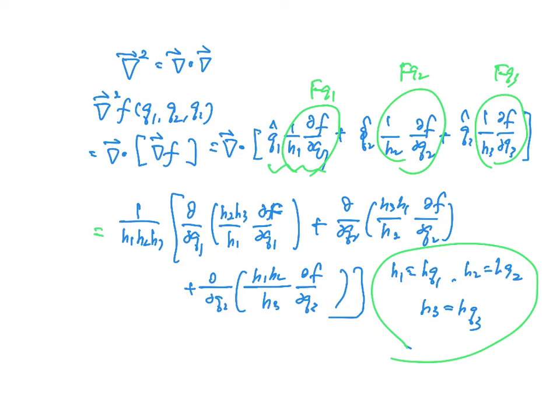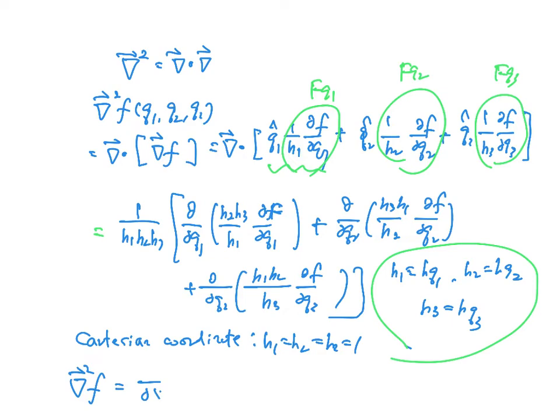Cartesian coordinate is easy. h1, h2, h3 are all one, right? So the Laplacian of f is actually partial x squared of f, plus partial y squared of f, plus partial z squared of f, right?